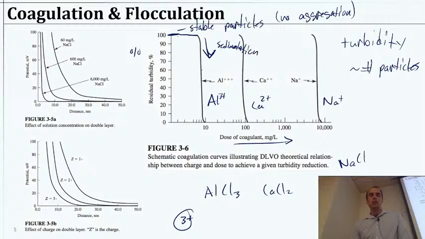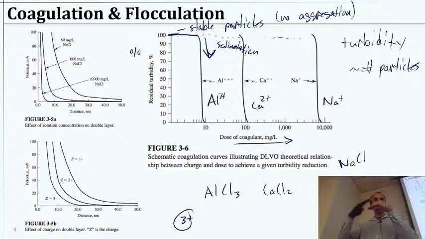So that happens for the aluminum at about 10 milligrams per liter. Now for the calcium, this is a log plot. So for the calcium, we continue on until about 100 milligrams per liter, then everything settles. And for sodium, we go all the way up to 10 grams per liter, 10,000 milligrams per liter, until that causes sedimentation. So adding the salt, adding more charge, makes that impact.